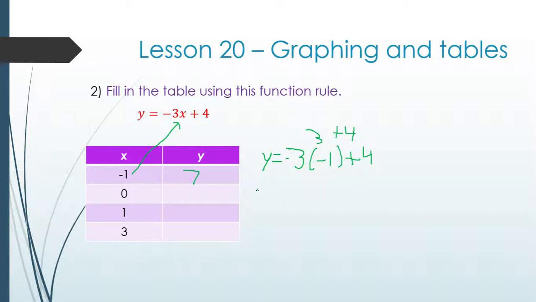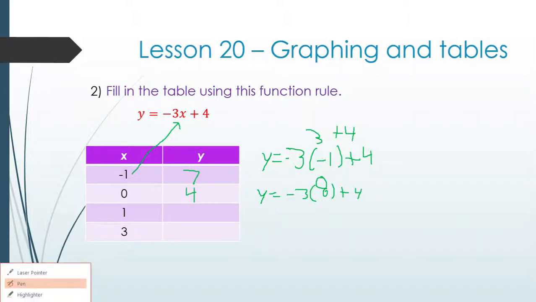So then I go to the next one. I say y equals negative 3 times what? What's my next number? 0, plus 4. Well, negative 3 times 0 is going to be what? Anything times 0 is just 0. So what's 0 plus 4? 4. So that's my answer. So 7 and 4.